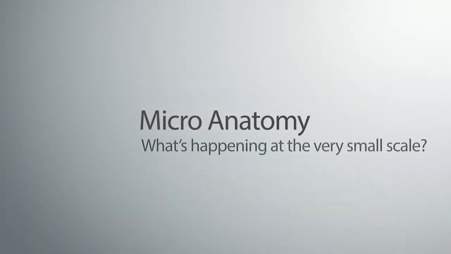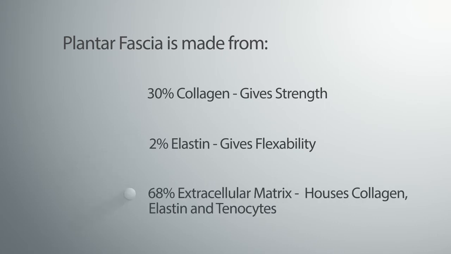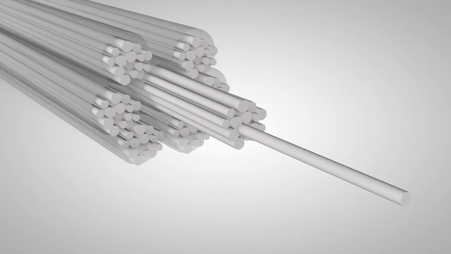The plantar fascia consists of 30% collagen, which provides its strength, 2% elastin, which helps keep it elastic, all embedded in an extracellular matrix comprised of water and tenocytes, making up the remaining 68%. The tenocytes are responsible for the repair and maintenance of collagen after it is damaged from day-to-day use.